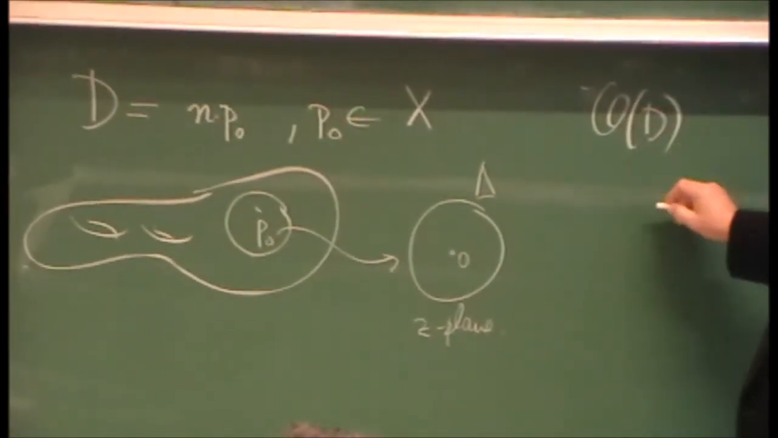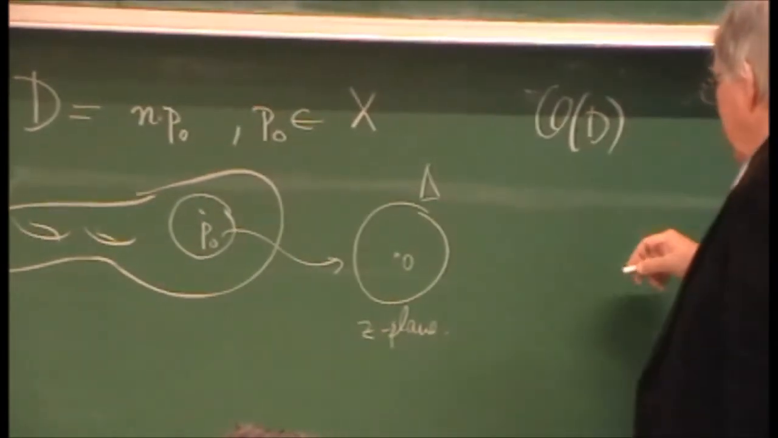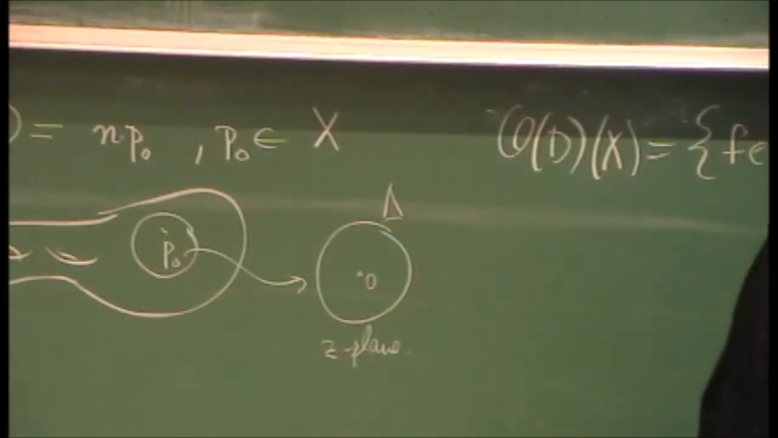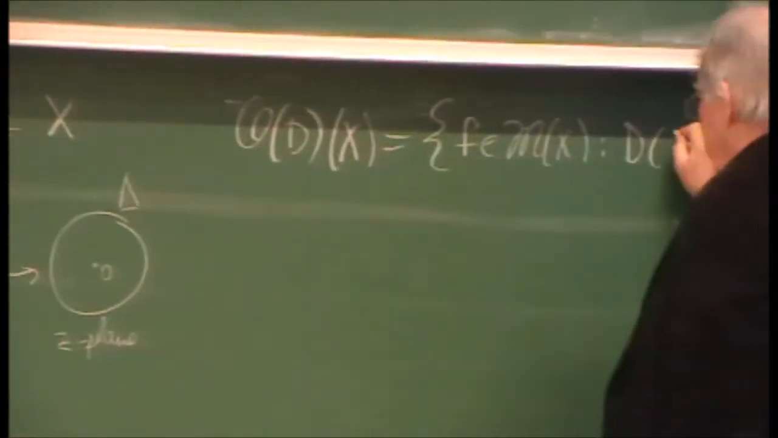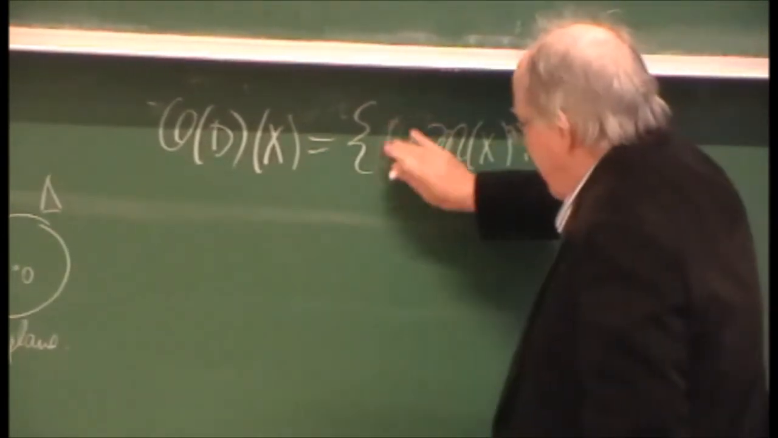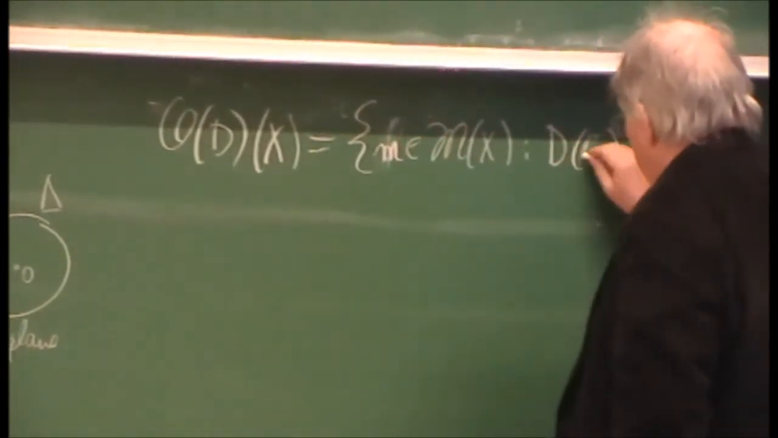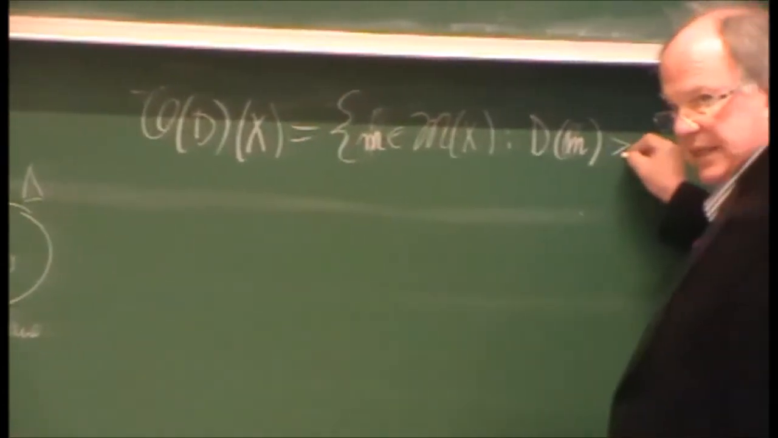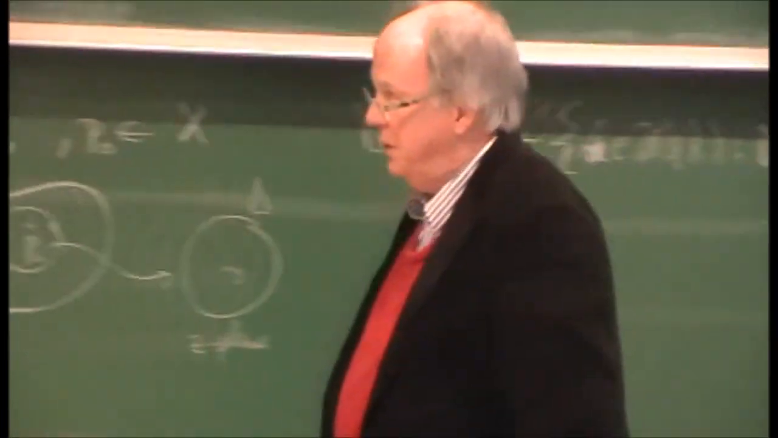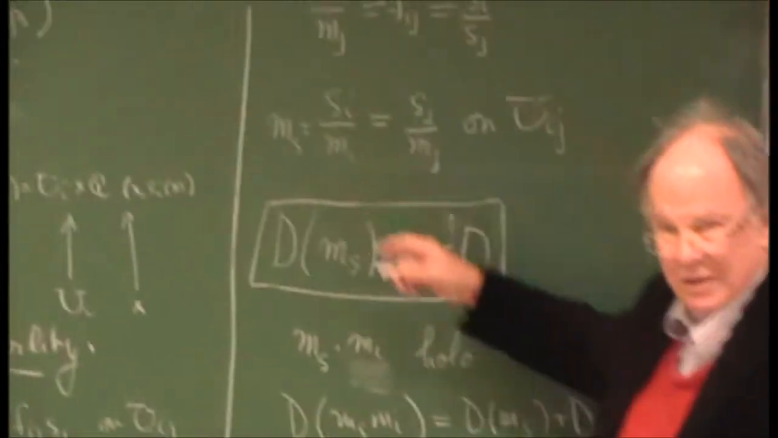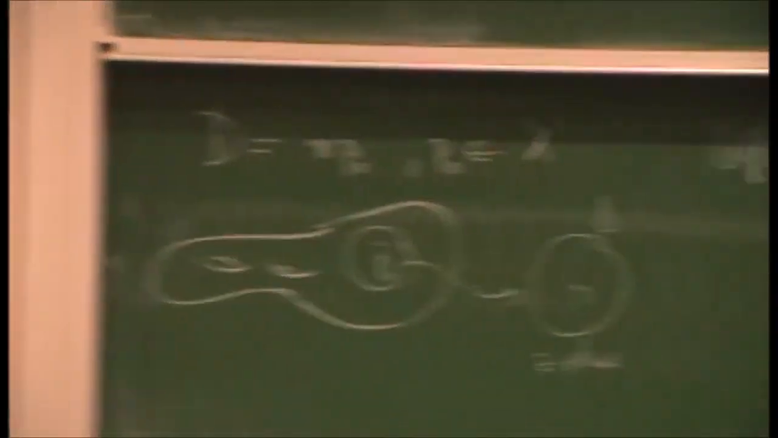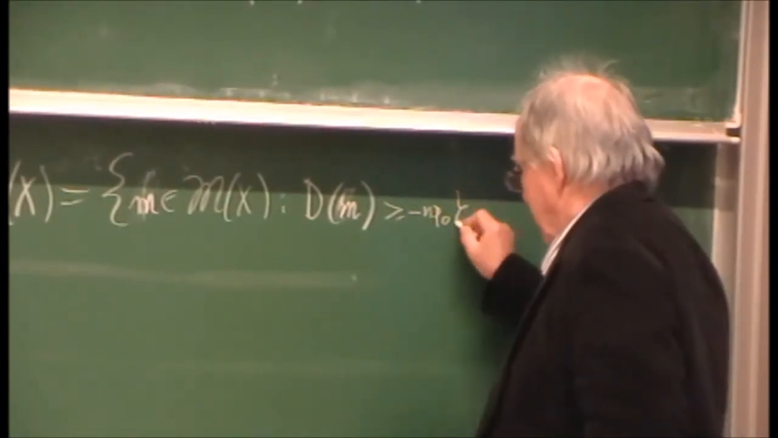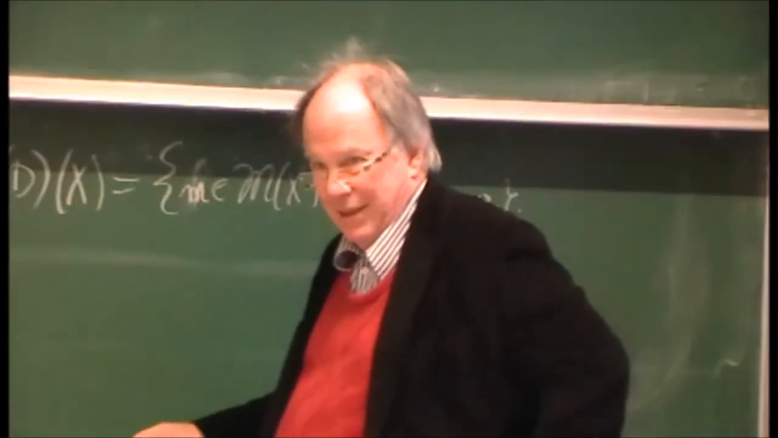O_D of say X. These are the meromorphic functions on X, so that the divisor of this meromorphic function, let me write m here so that it's consistent with the other notation, is bigger than or equal to minus D. That happened because of this identification, right? So that means bigger than or equal to minus n P0, and you see what that means?